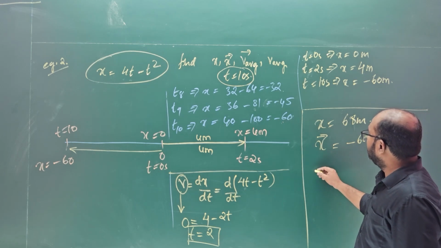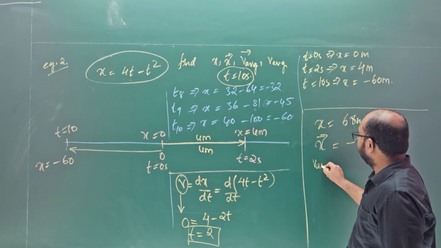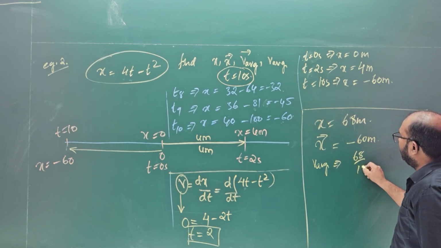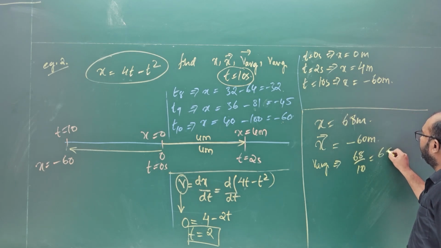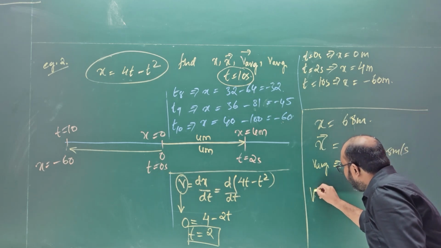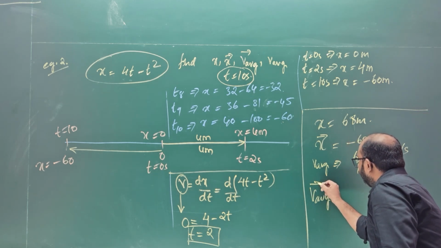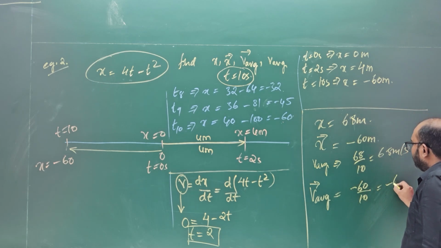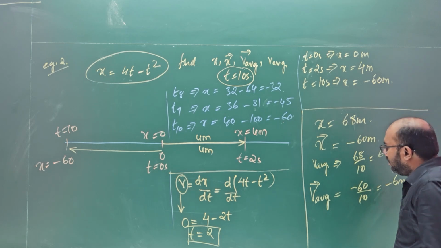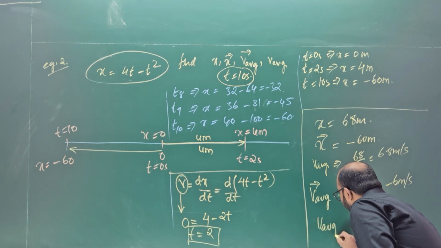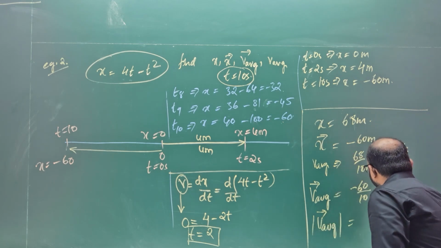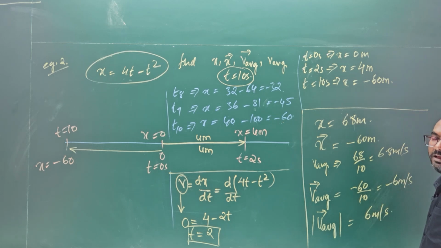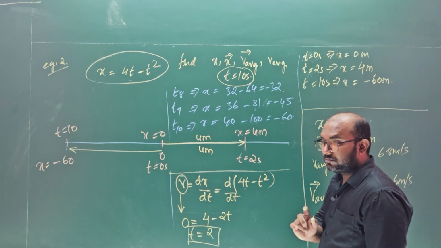Now, similarly, tell me the speed. Speed becomes 68 upon 10, that is 6.8 meter per second. And average velocity becomes minus 60 upon 10, that is minus 6 meter per second, or the magnitude of average velocity can be written as 6 meter per second. Now, I will frame one question. You have to tell me the answer.